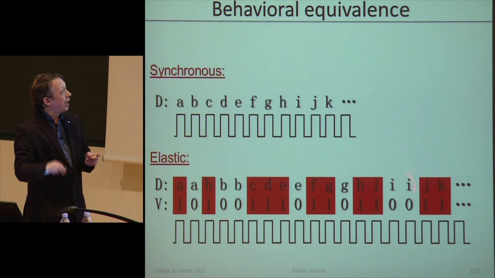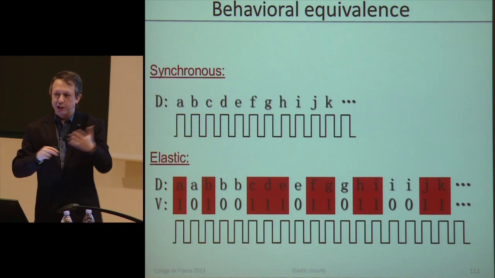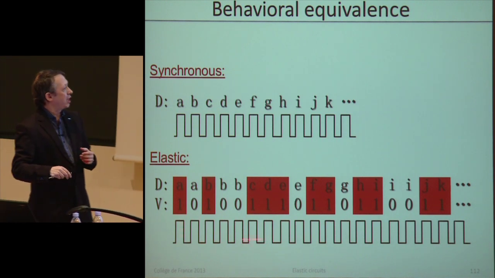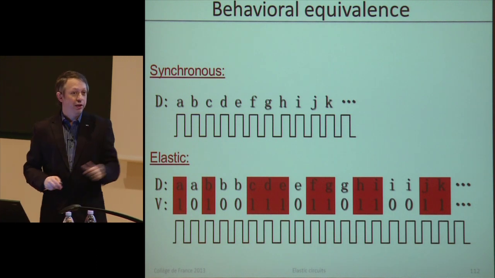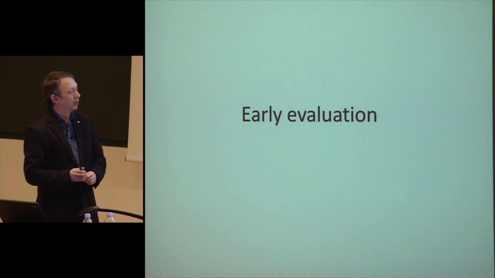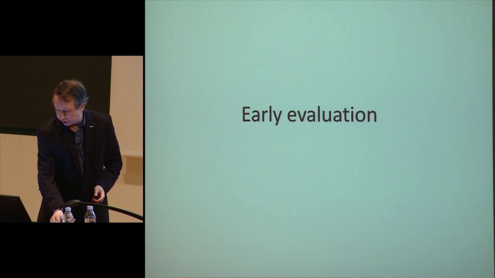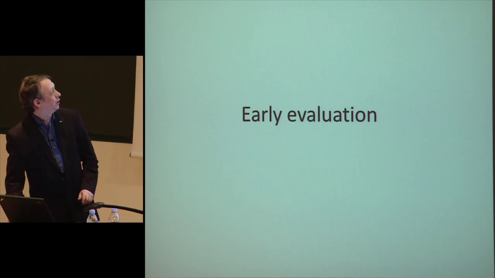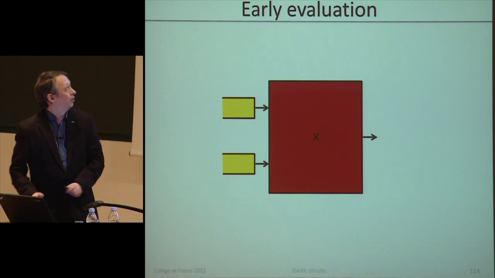So why are we doing that? Well, for convenience, just for elasticity in the communication. Maybe this has more cycles, but the cycle period is smaller, which is good, okay? So that's the type of equivalence that we are preserving. Let me talk a little bit about early evaluation. And this is also an interesting idea for performance reasons.